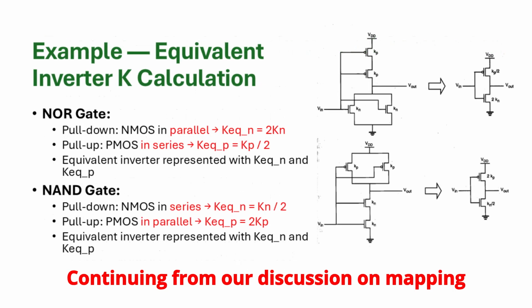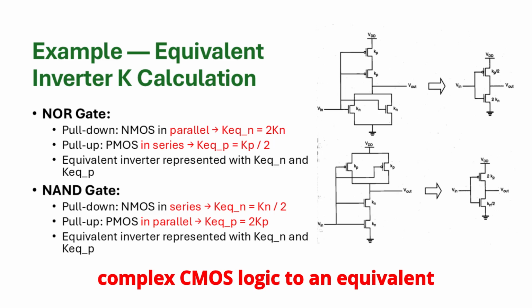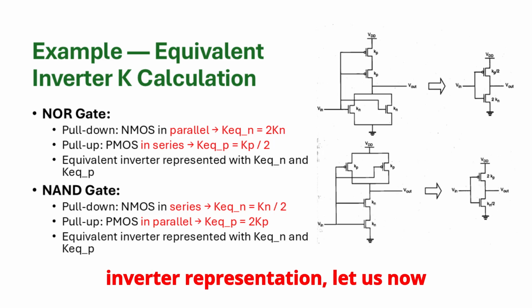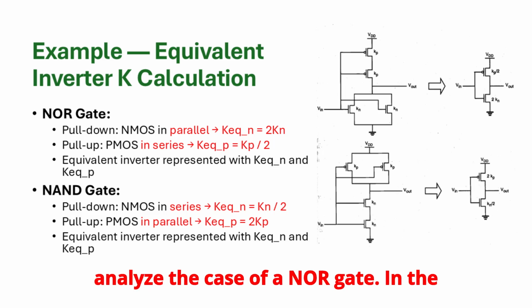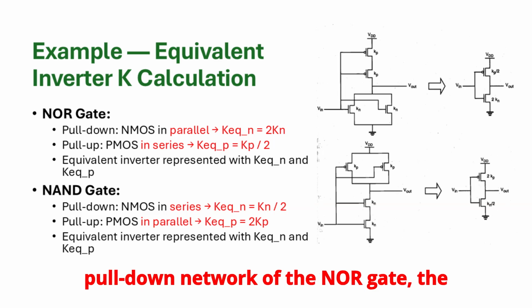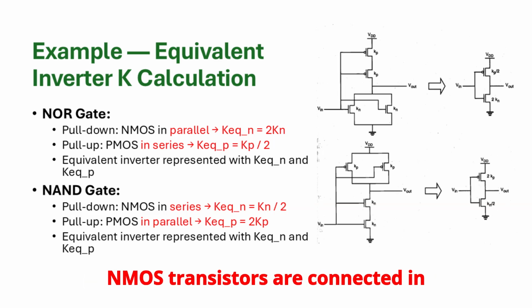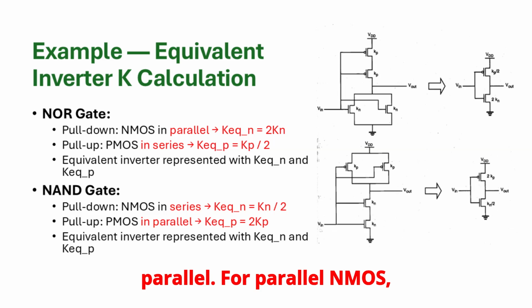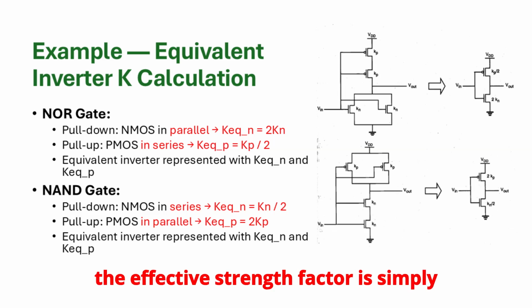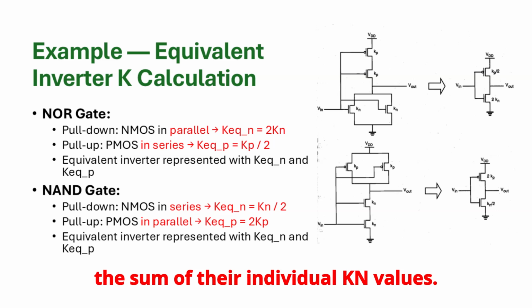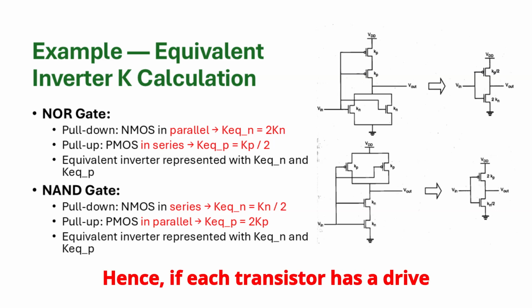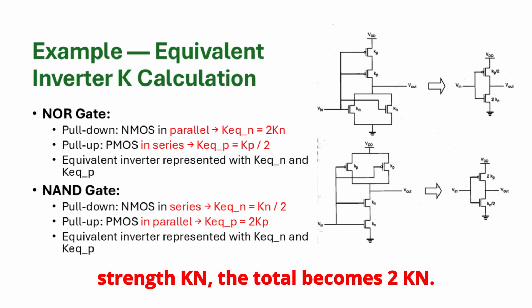Continuing from our discussion on mapping complex CMOS logic to an equivalent inverter representation, let us now analyze the case of a NOR gate. In the pull-down network of the NOR gate, the NMOS transistors are connected in parallel. For parallel NMOS, the effective strength factor is simply the sum of their individual Kn values. Hence, if each transistor has a drive strength Kn, the total becomes 2Kn.